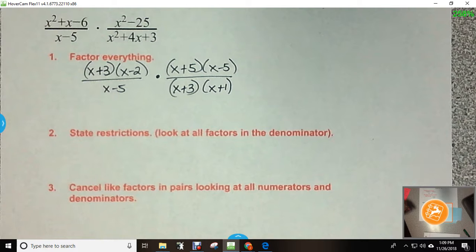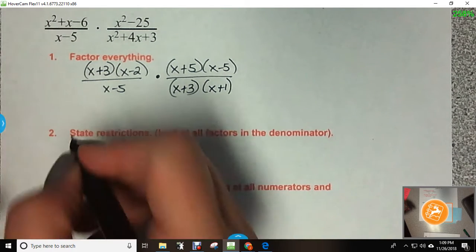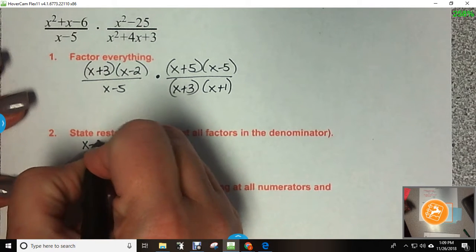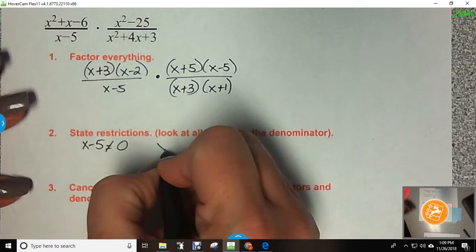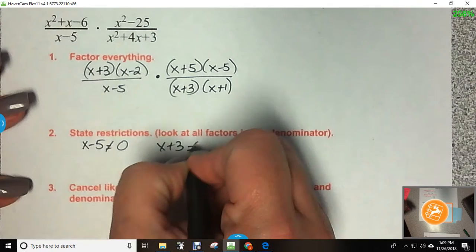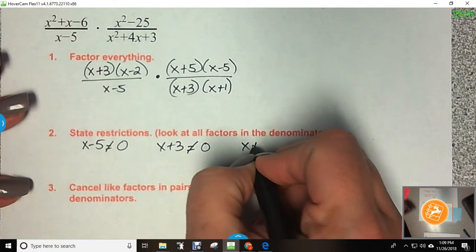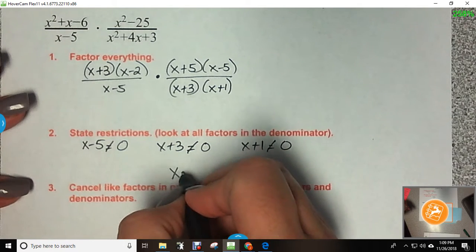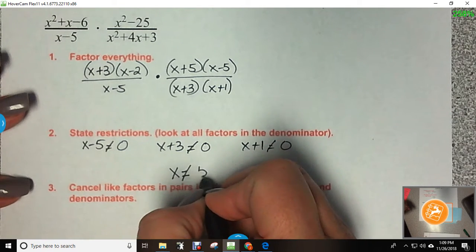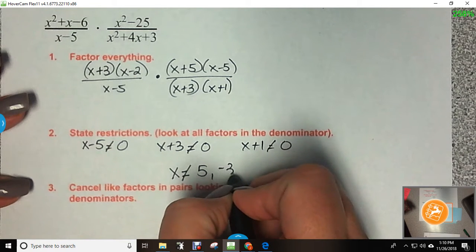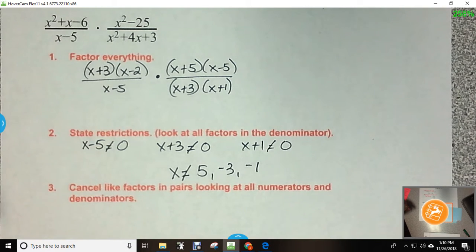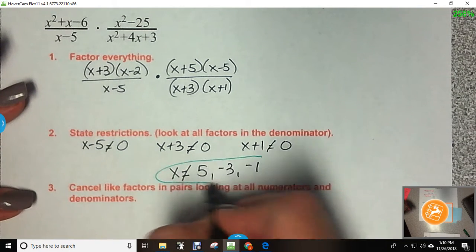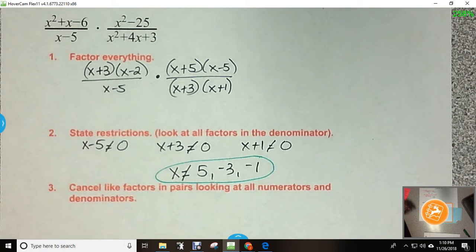So this is where I'm going to look at all of the factors in the denominator. I'm going to have my x minus 5 can't equal 0, x plus 3 can't equal 0, and x plus 1 can't equal 0. So that means that x cannot be 5, -3, or -1. Okay, questions so far?